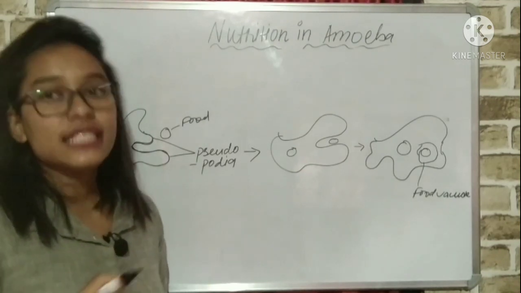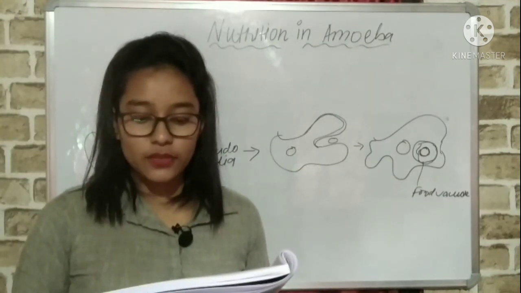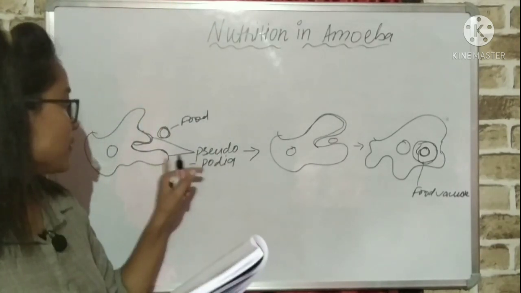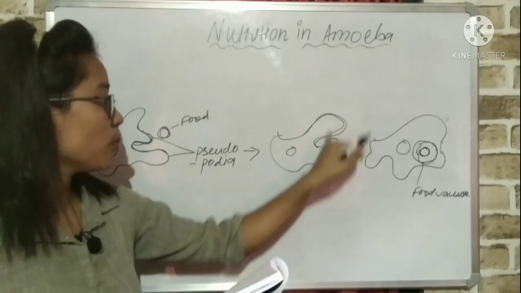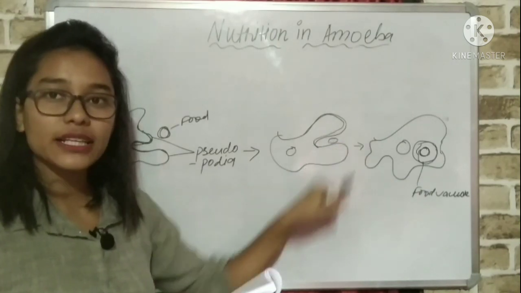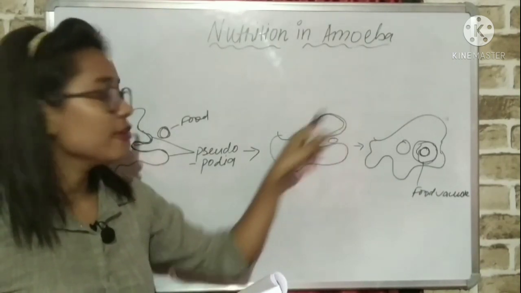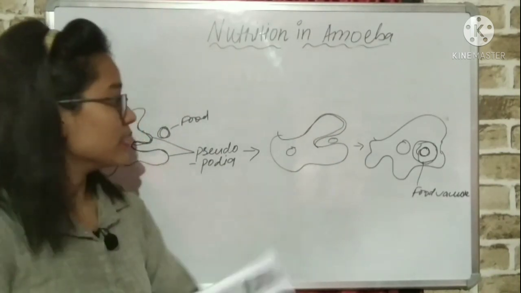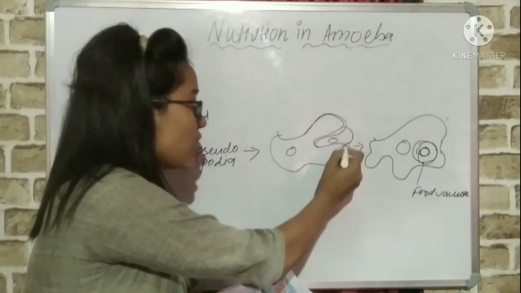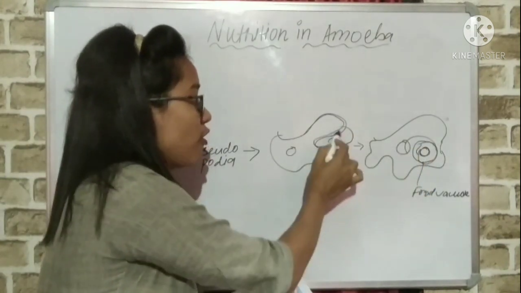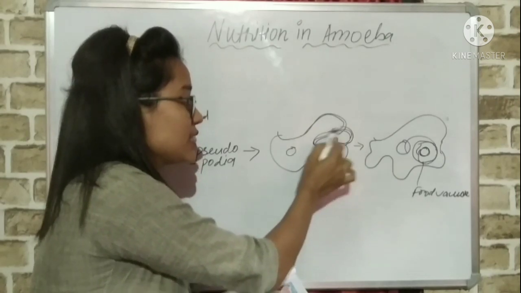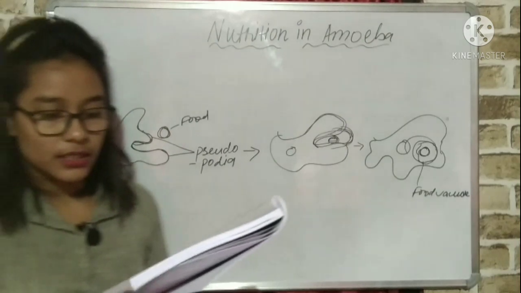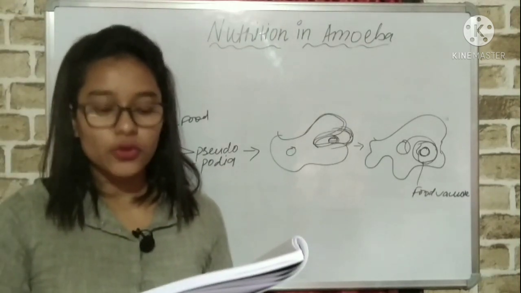Now we will see how they take up food. Amoeba comes in contact with a food particle. It pushes out its pseudopodia around the food particle. This is the food particle, and now they are pushing the feet around the food. The tips of the pseudopodia fuse with each other, forming a vacuole, an empty space. Inside this vacuole, food is present. The cup-like structure formed is called the food vacuole.